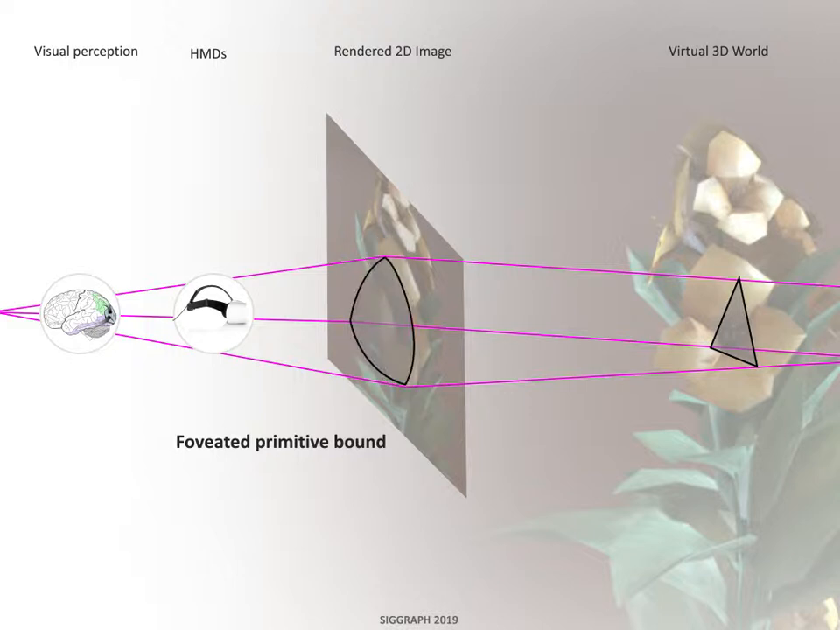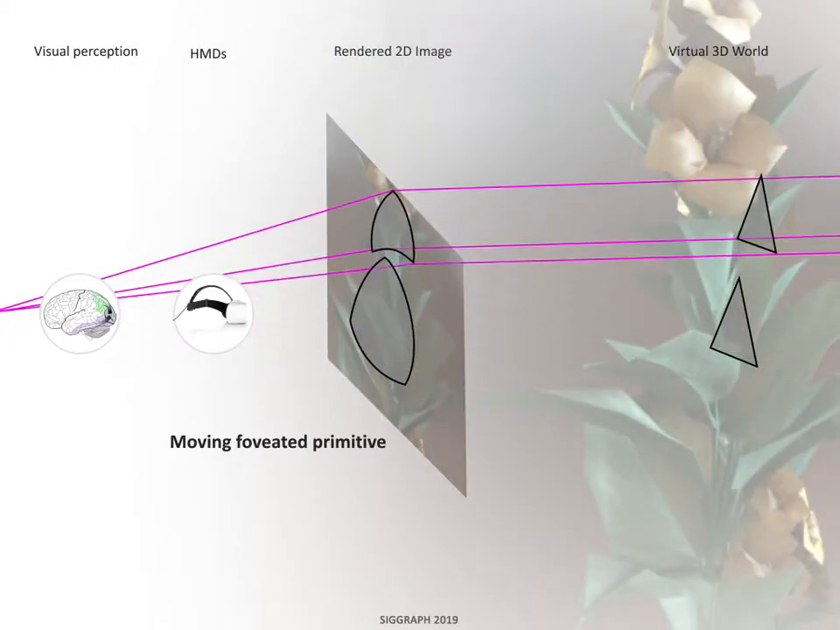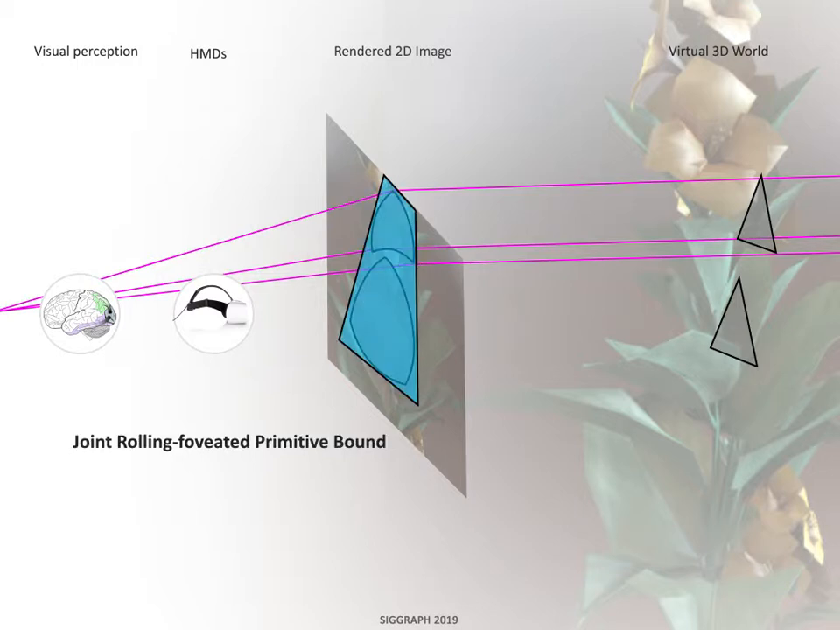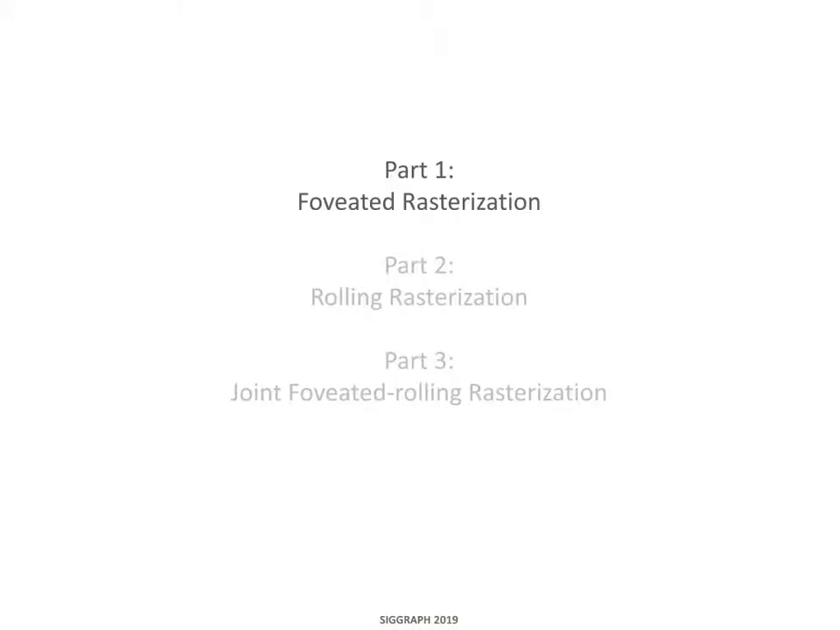A similar perceptual problem is latency, where the 3D world changes during rendering and the display interval. We introduce time fovea bounds that enable rasterizing rolling images where simulation time changes spatially across the image. We will now show consecutively foveated, rolling, and joint rasterization, starting with foveated rasterization.